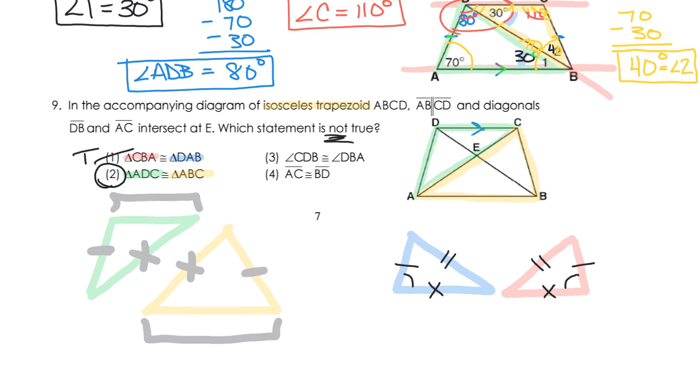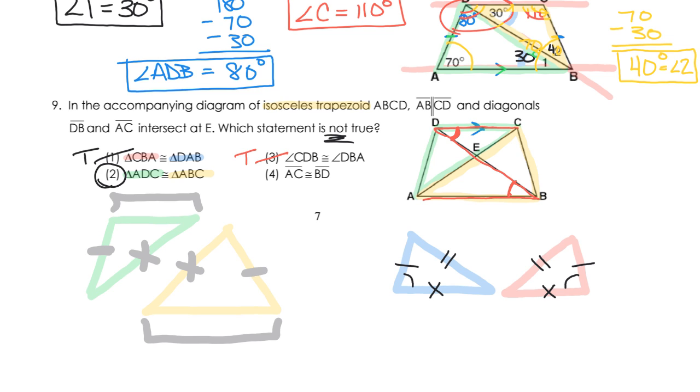In number 3, it talks about angle CDB. C to D to B is this angle here. And they want to see if it's congruent to angle DBA. DBA is this one here. And we've talked about those in the last couple problems, but those are alternate interior angles. Since these are parallel, that's your transversal. There's that Z shape. This is true.